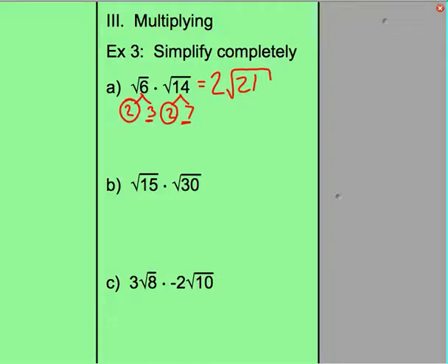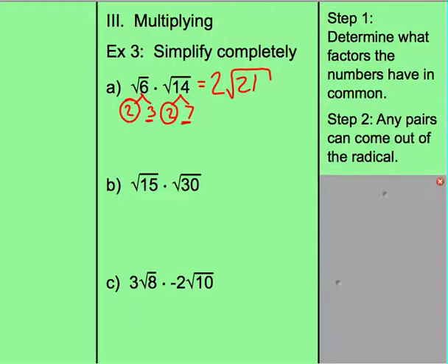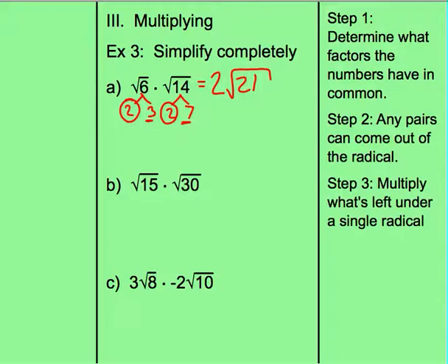Now I'm not sure what steps I have listed here, so let's look at the process that I gave you. Determine what factors the numbers have in common. Okay, so that's what I did. I did the factor trees, and they had a factor of 2 in common. So any pairs come outside the radical, that was the 2, and then everything left was multiplied.